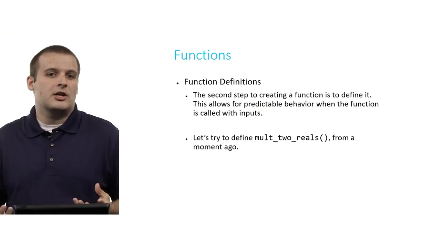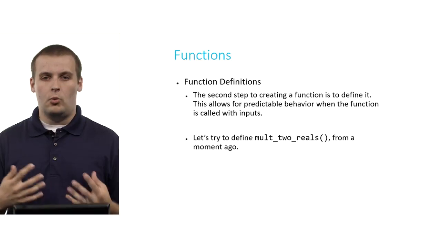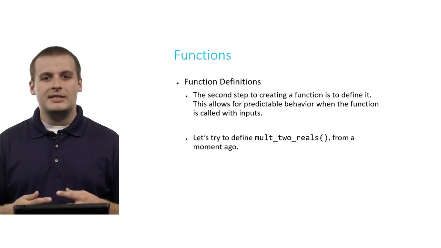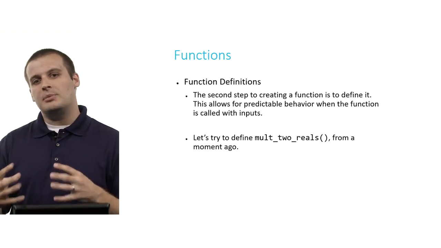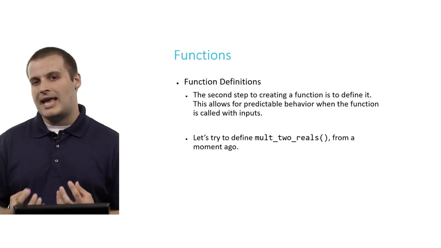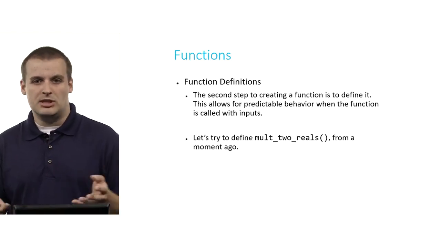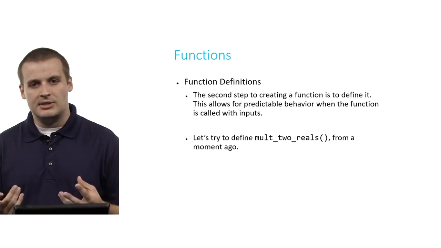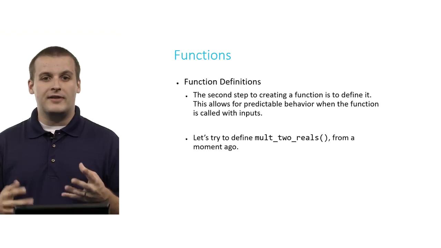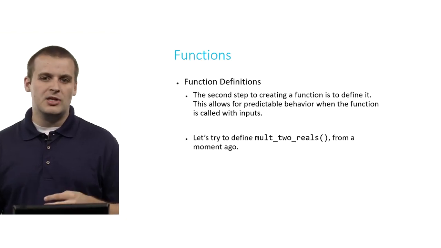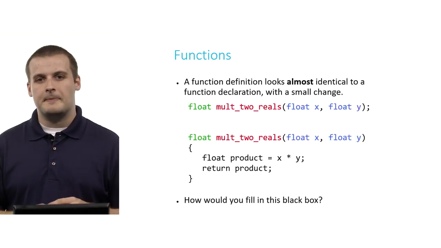All right, so we've declared a function. That's great. We've told the compiler what it is, what we're going to be doing. Now it's time to actually write that function. Let's give it a definition so that inside the black box, predictable behavior is happening. And in fact, we are multiplying two real numbers together, or adding numbers together, or doing whatever it is that we asked our function to do. So in fact, let's try and define multiply two reals, which we just talked about a second ago.